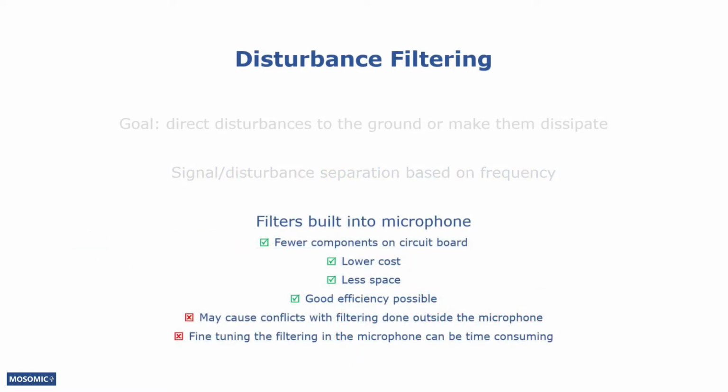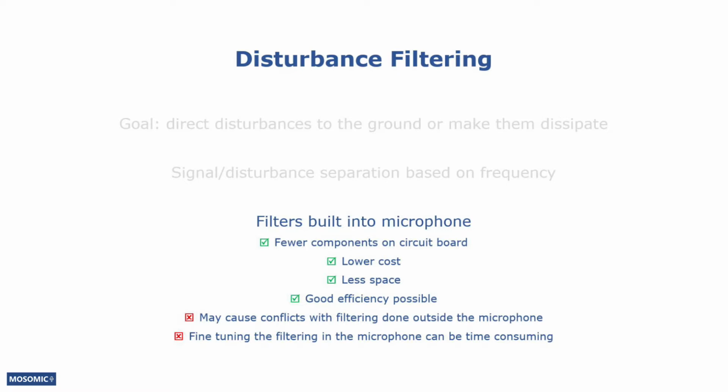The filters can be built into the microphone, or they can be a part of the microphone circuitry in the device. Filtering built into the microphone reduces component count and cost, and also saves space on the device circuit board and, if designed correctly, can be more efficient than filtering done outside of the microphone. The closer the filters are to the microphone, the better chances they typically have to effectively filter disturbances.